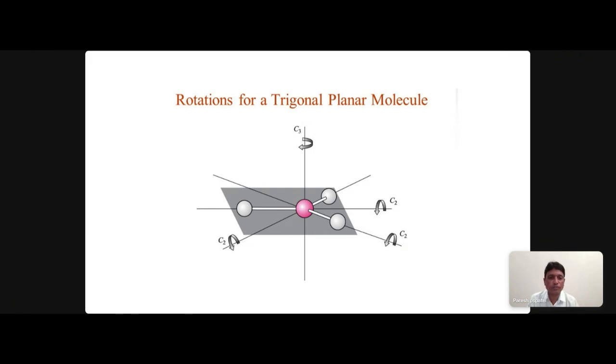So in case of the trigonal planar molecule, one axis is C3, and C3 is perpendicular to three C2s. According to the rules of molecular symmetry, the higher order axis is taken first as the main principal axis. In this case, C3 is higher than C2, so C3 can be considered the main principal axis, and C3 is perpendicular to three C2s. So C3 is the main principal axis and the three C2s are the subsidiary axes.